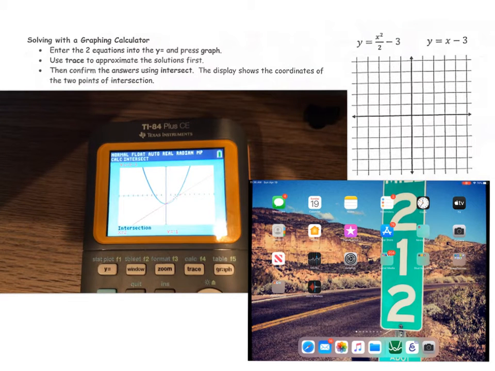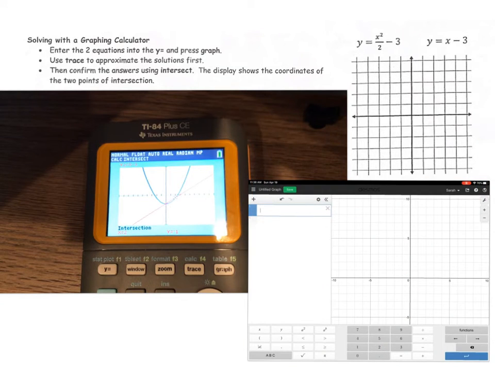Let's go to our second opportunity. The other way that we can solve graphing by using technology is to go ahead into our Desmos app, or we can even use the graphing calculator app, and go ahead and put in our equation, y equals 1/2 x squared minus 3. And our second equation is y equals x minus 3.